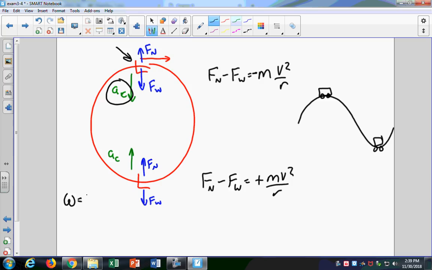Like a revolution a minute, or maybe 2 revolutions every minute? Omega, if I gave you omega, there are a couple things you could do. You could replace this with m omega squared r. Remember, that's also the centripetal acceleration. Or you could just say, well, V is equal to omega r. Either one would be okay.